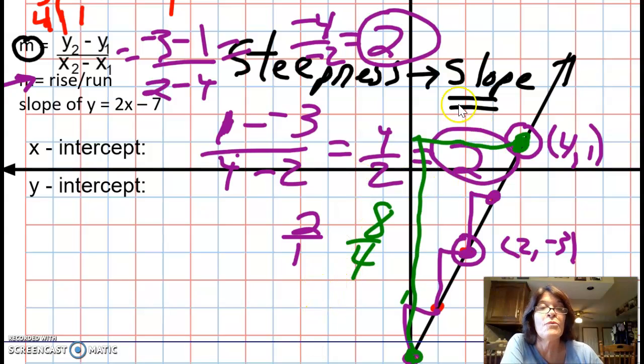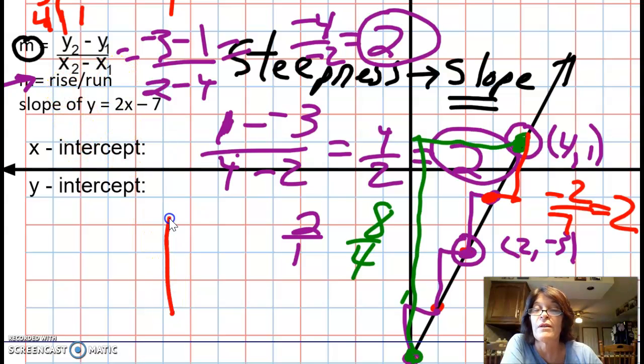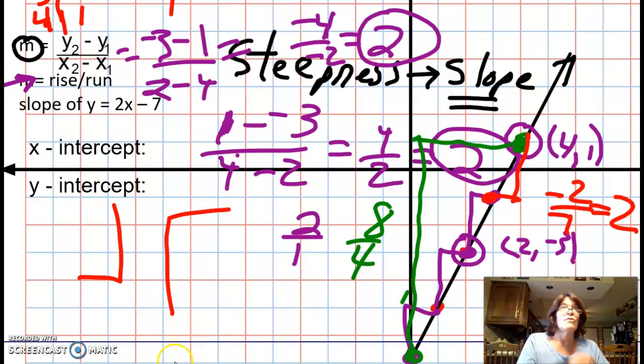If you choose to go down, then that's a negative direction. So maybe I go down 2, and then I go to the left 1. Well, down 2 is negative. To the left 1 is negative. Negative over negative. This is still a positive 2 slope. Notice it's rise over run. You go vertical, then horizontal. Whichever way, as long as you go vertical first and then horizontal. So that's how we talk about slope.